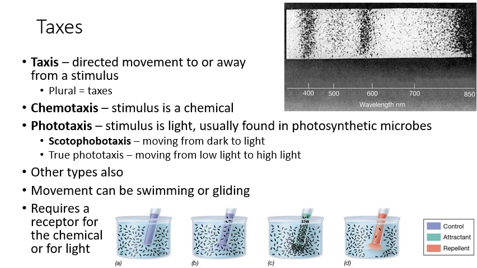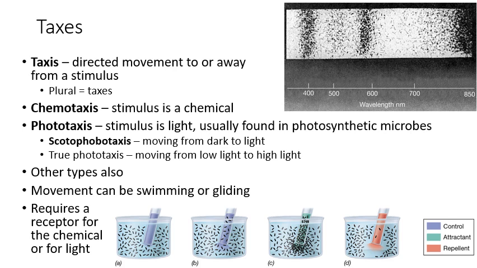You have a lot of different types of taxis actually, but the two common ones defined in prokaryotes are chemotaxis and phototaxis. Chemotaxis is the most common by far actually. In chemotaxis, the stimulant that you're moving to or away from is a chemical of some type. So that could be a nutrient. If you sense that there's nutrients in a certain direction and you move towards them, that's chemotaxis. Or maybe it's a toxin that you're trying to stay away from, and that's also chemotaxis.